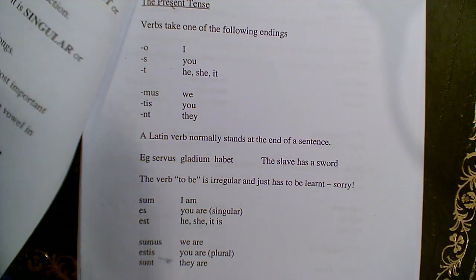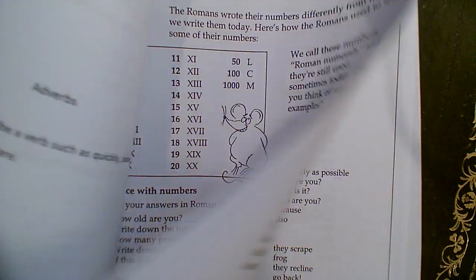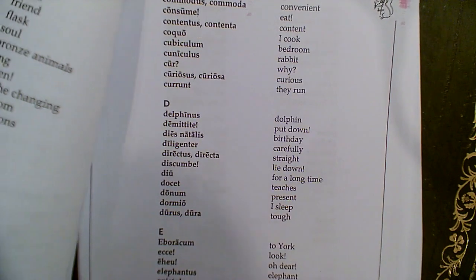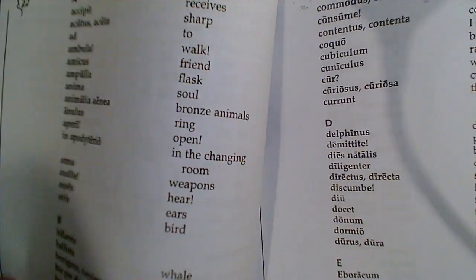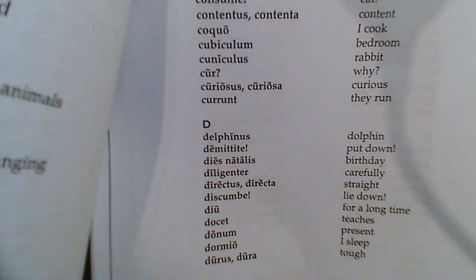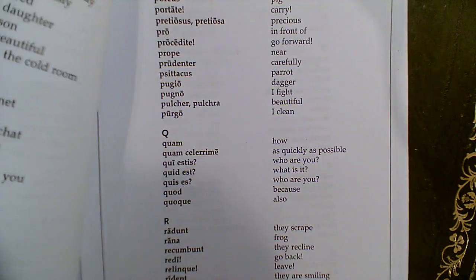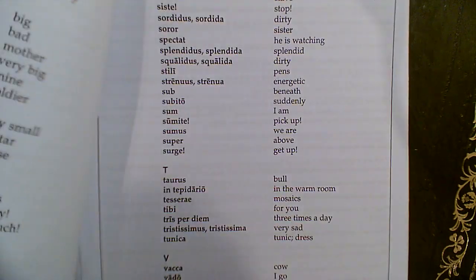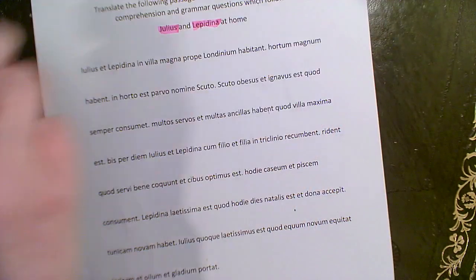The other thing that you are going to need from this critical content booklet, and I'm going to keep turning over the pages here, is this section where we have got all the vocabulary. You are going to need to look at this vocabulary to help you. It's all in alphabetical order, and everything that you need for a translation will be on these following pages. So let's make a start then.